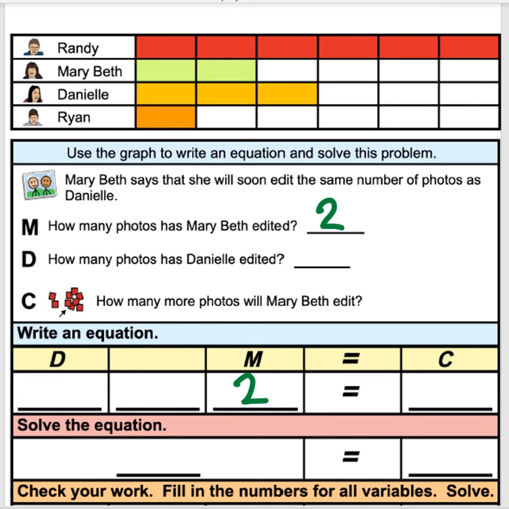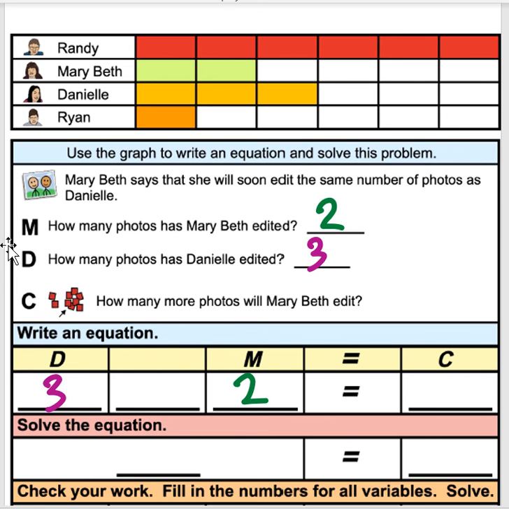The next thing that we needed to know was how many photos Danielle edited. So we go back to our bar graph and we look for Danielle's name, and we are going to see her name and we're going to count 1, 2, 3. So we're going to write a 3 in our D variable spot.